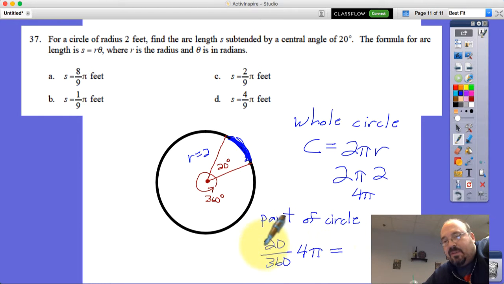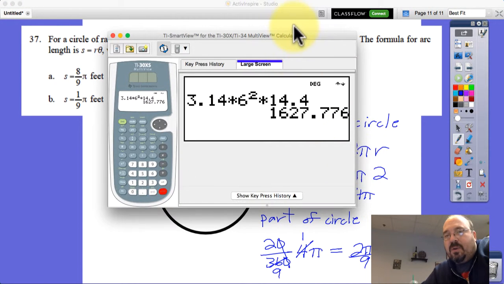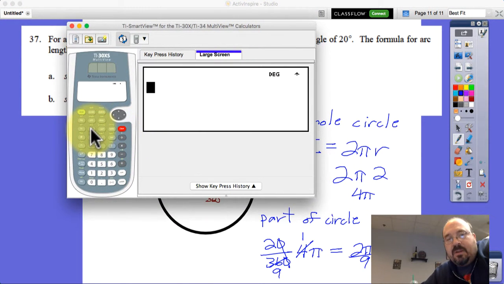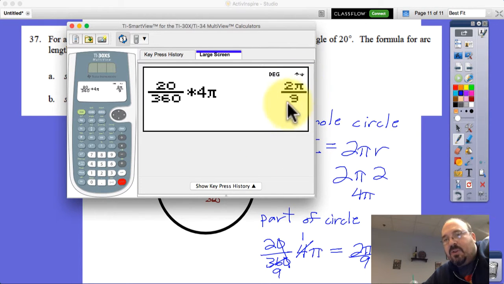and get an answer. So you could reduce this if you want, do it that way, like divide both those by 10, and then 4 and 36. You could divide both of those by 4 and get 1 and 9. So 2 times pi over 9. Or the other way to do it, if you don't like fractions, use the calculator. So fraction button, 20 over 360 times 4 pi, enter, still get 2 pi over 9.